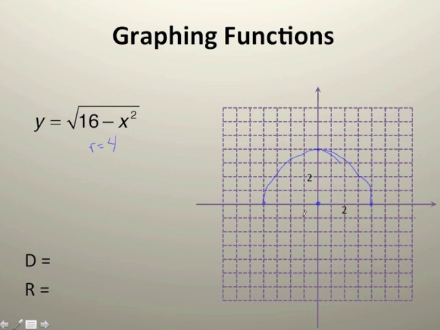The domain, or the x values, range from negative 4 to 4. Those are brackets since those points work. The range, from here to here, is from 0 to 4. So that was the top half of a semicircle.